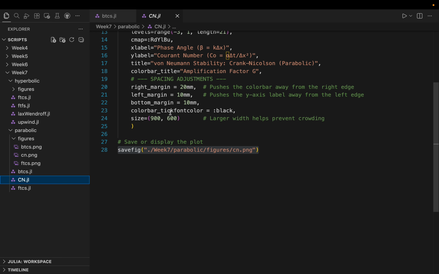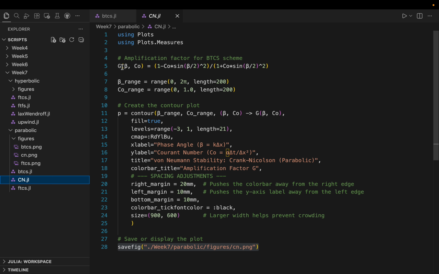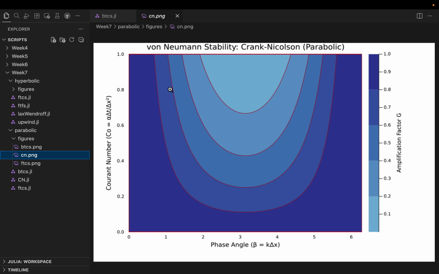So let's say for the Crank-Nicolson, we will write the amplification factor as 1 minus Courant number times sine square beta by 2 over 1 plus Courant number times sine square beta by 2. So the plot looks something like this, just like the one I showed even for the backward scheme. So in the stability, we wouldn't see any difference, but the accuracy of the scheme is different, as Crank-Nicolson is actually second order accurate.